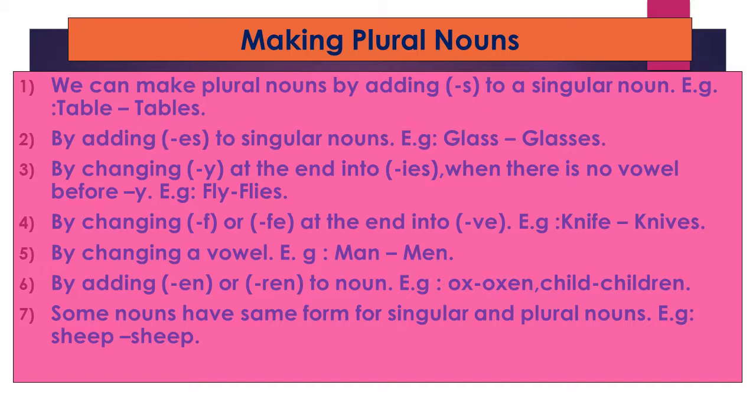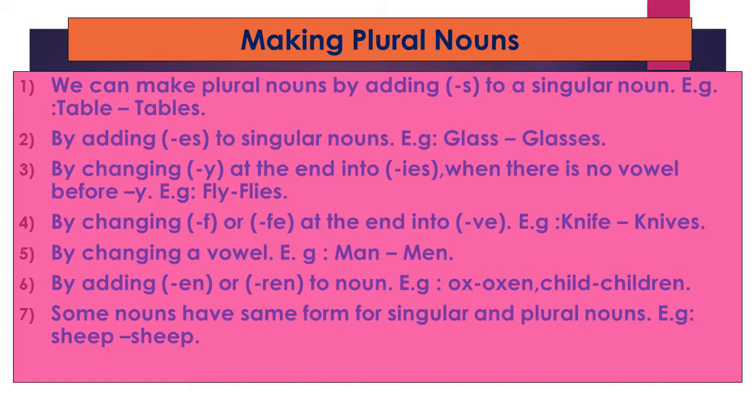Some nouns have the same form for singular and plural nouns. These are the rules for the nouns, children. Sometimes you need to add S, sometimes ES, sometimes Y is replaced by IES, sometimes FE is changed to VE, sometimes a vowel is changed, sometimes en or ren is added. But some nouns are the same in singular form or in plural form, children.